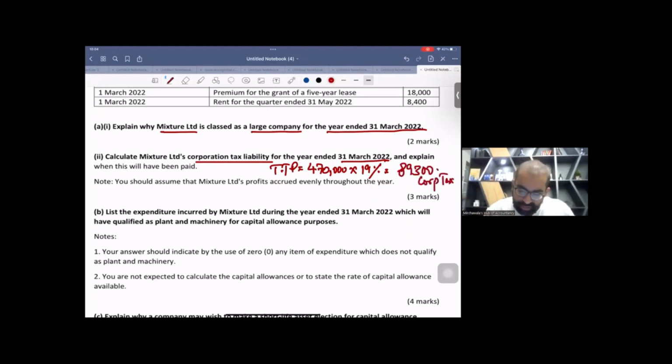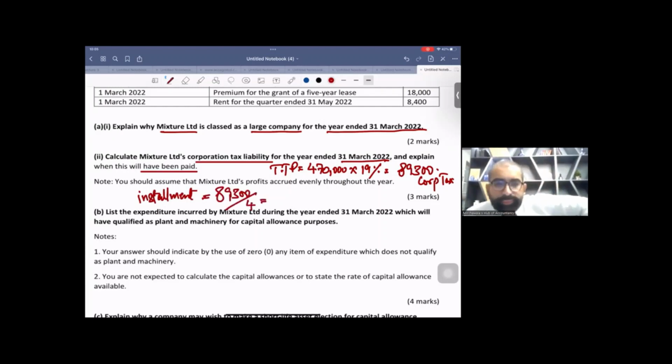Now the next requirement. Explain when this will have been paid. You have to pay in 4 installments. And you know how to calculate one installment? Divide by 4. 89,300 divided by 4. What is your one installment? 22,325. Excellent. 22,325.